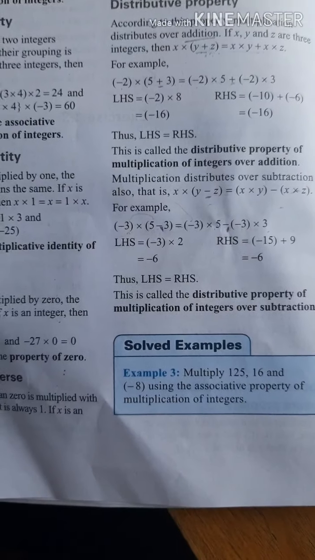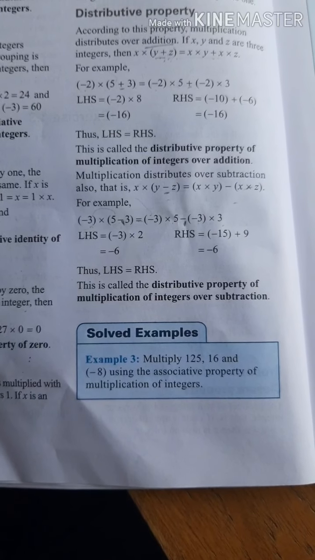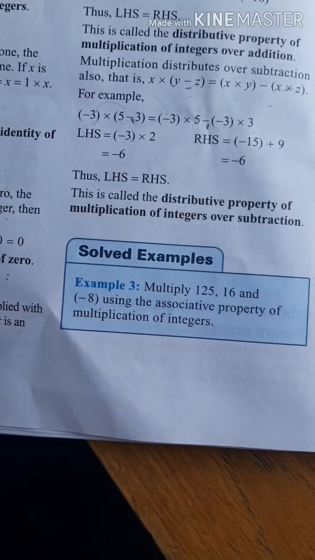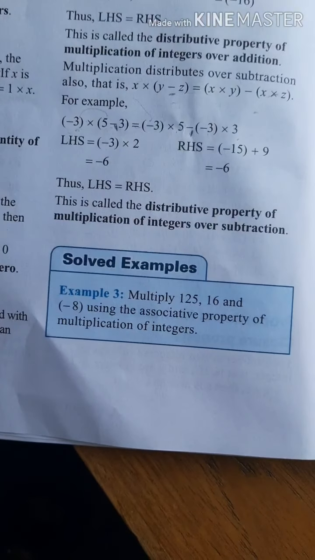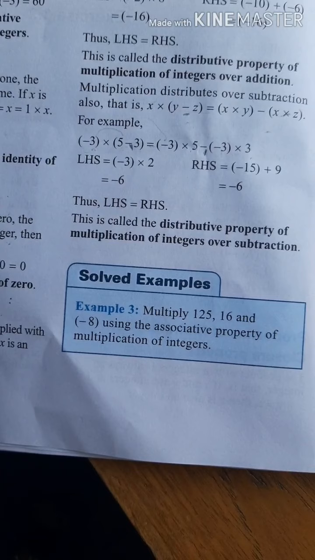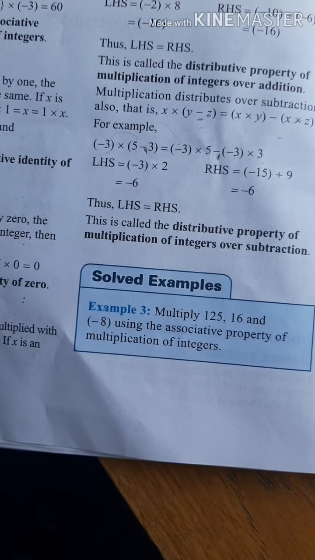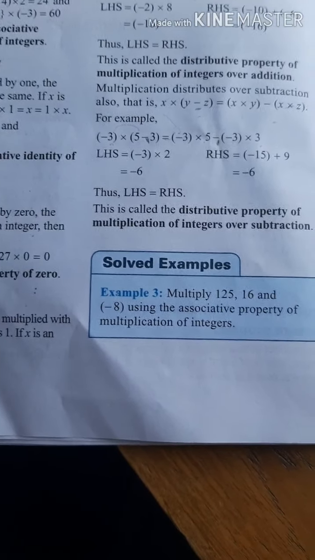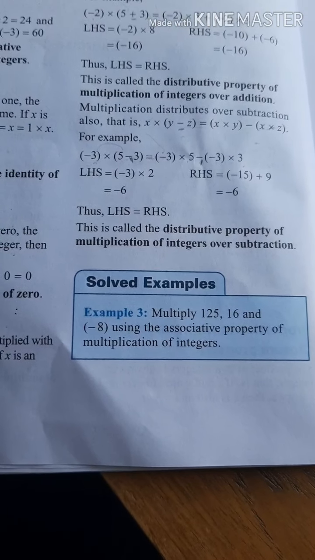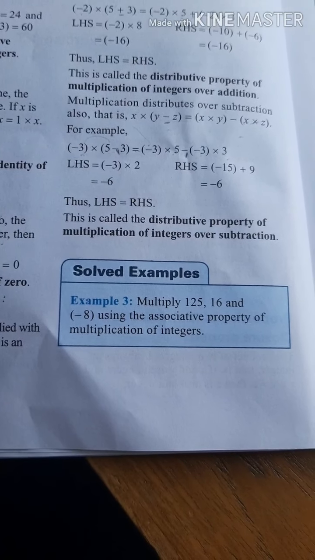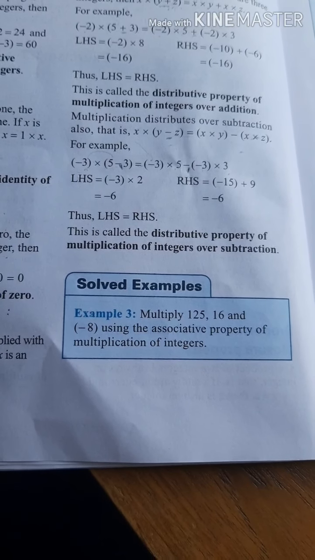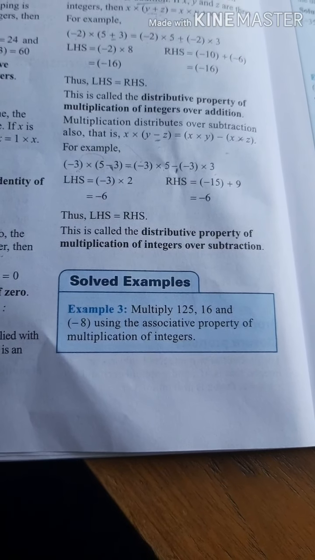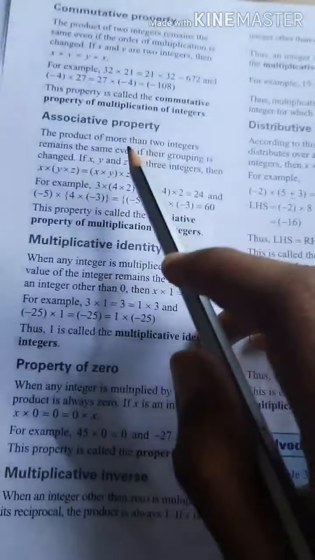Solve means you will get the same answer. So this is called the distributive property of multiplication over subtraction. Now they will give the question like this. Example 3c: Multiply 125, 16 and minus 8 using the associative property of multiplication of integers. When our question is like that, if you write only the answer directly, I won't give the mark, because here they ask you to solve using the associative property. So you have to know what is meant by the associative property, what is the formula.